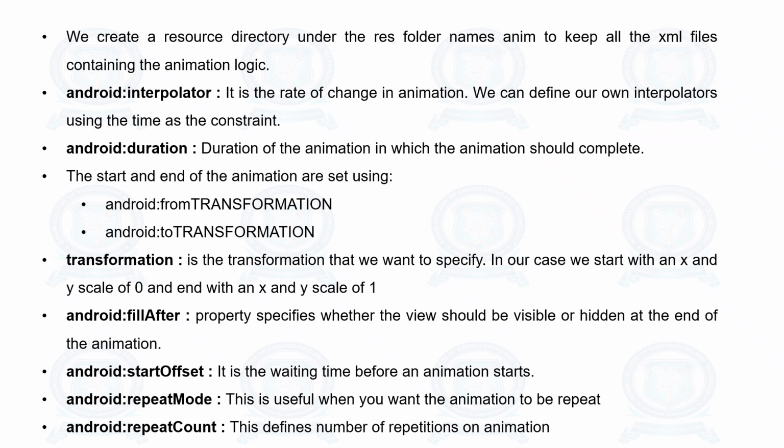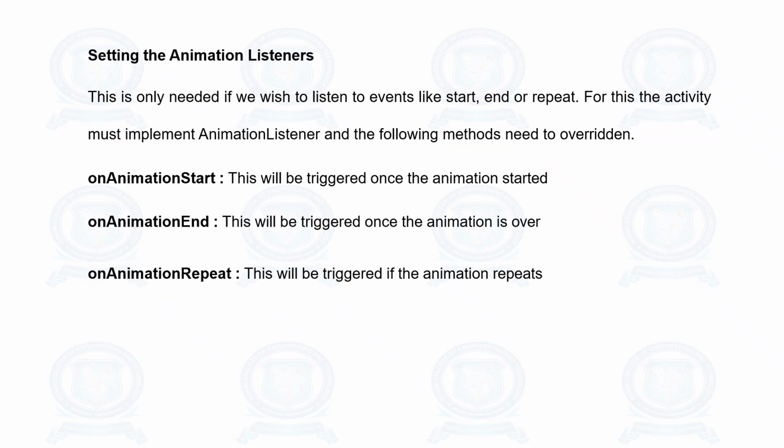Android fill after property specifies whether the view should be visible or hidden at the end of the animation. Start offset is the waiting time before the animation starts. Repeat mode is useful when you want the animation to be repeated. Repeat count is the number of repetitions of the animation.